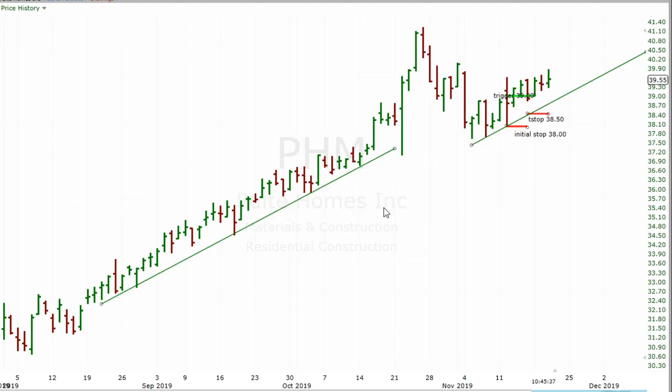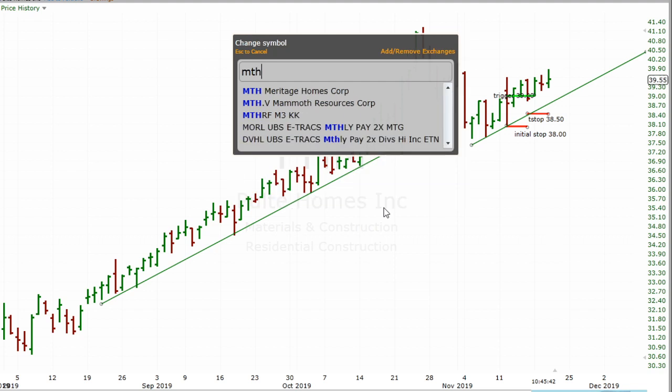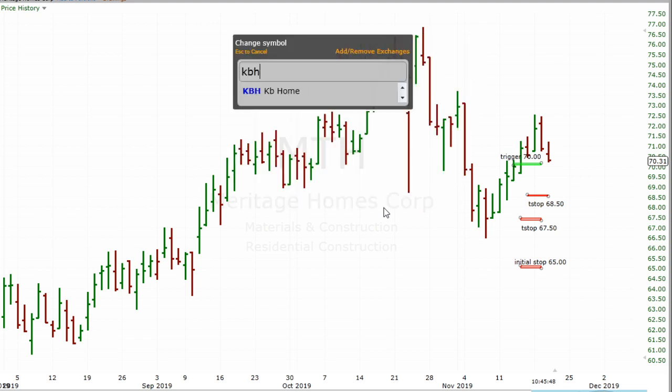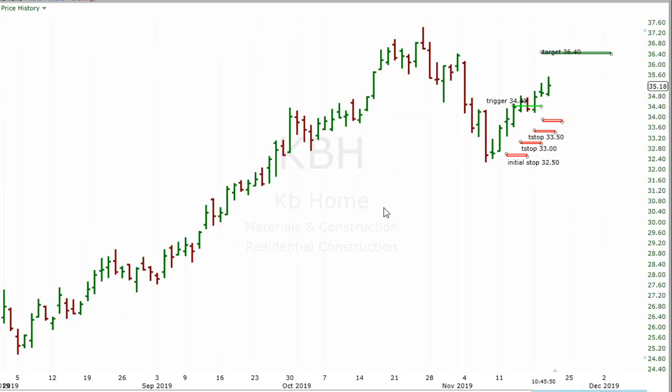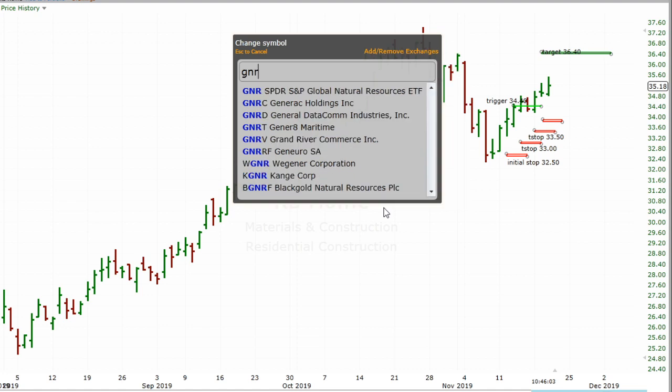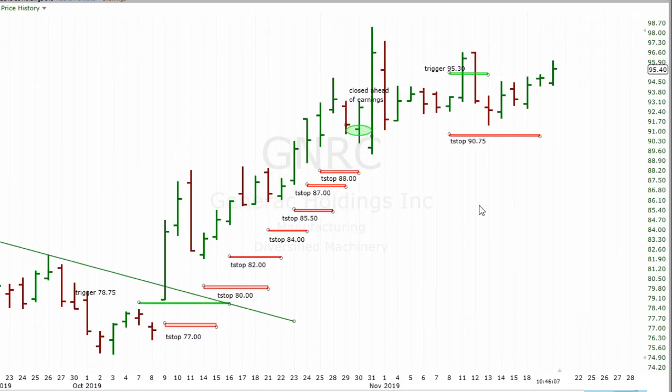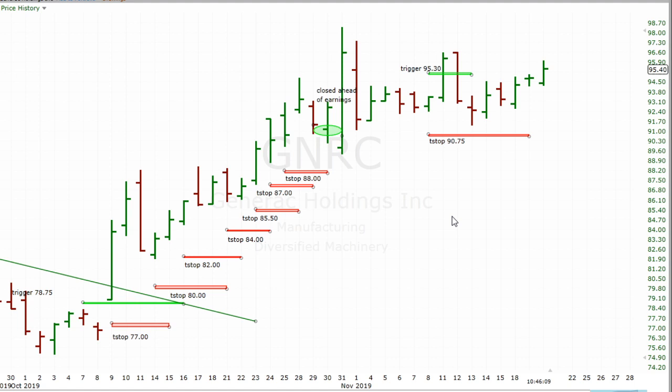We looked at PHM. We looked at MTH. MTH is sort of the rough looking one out of the whole group. KBH, KBH looking pretty good. I think KBH might be the one out of the whole group that looks the best. So then, last but not least, we have Generac again, and yeah, we talked about this last week.